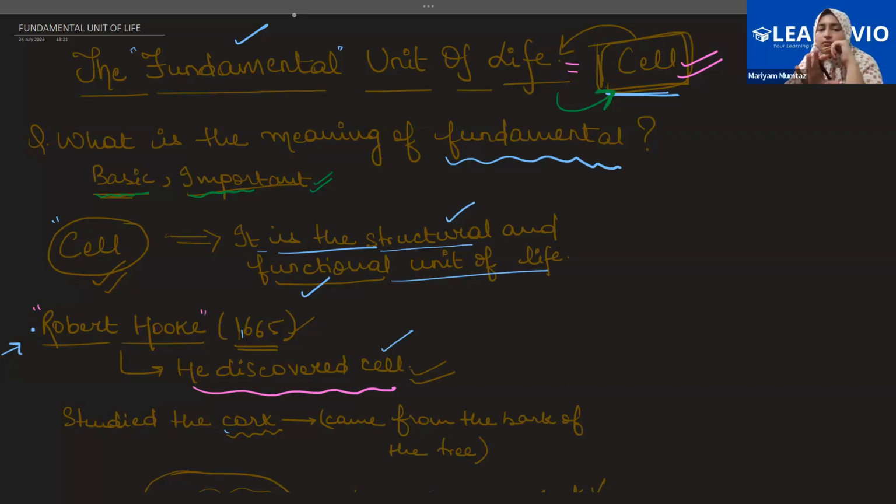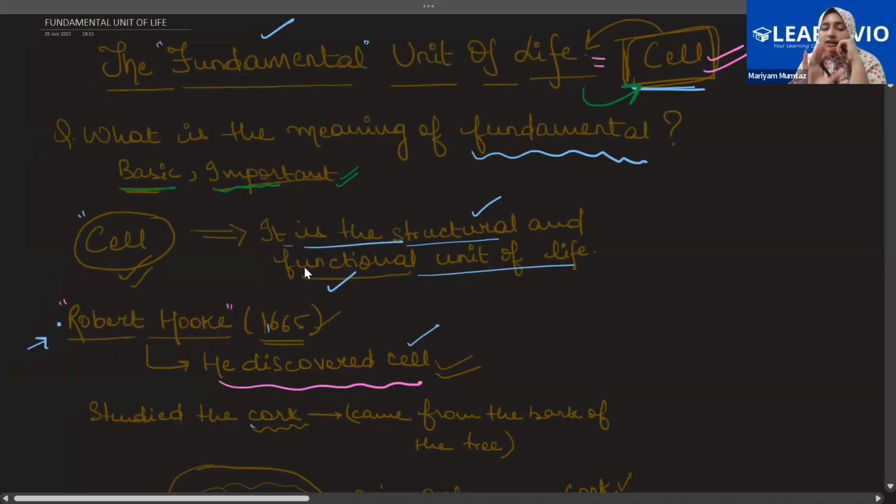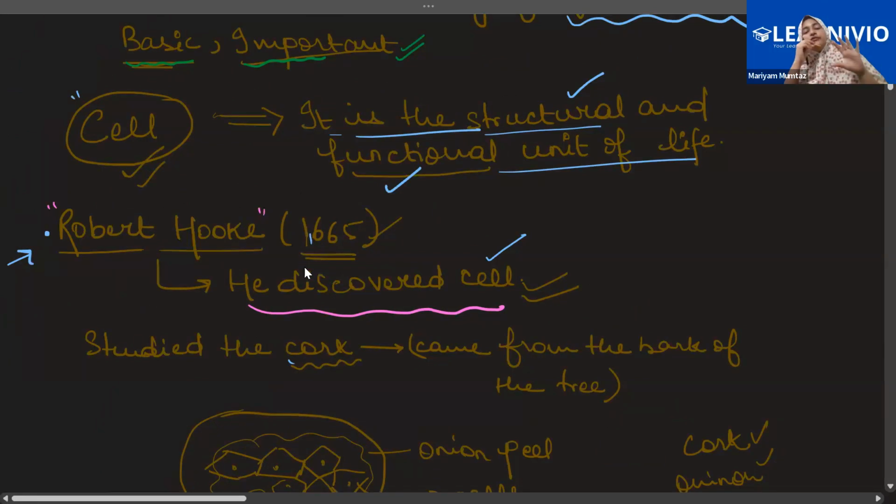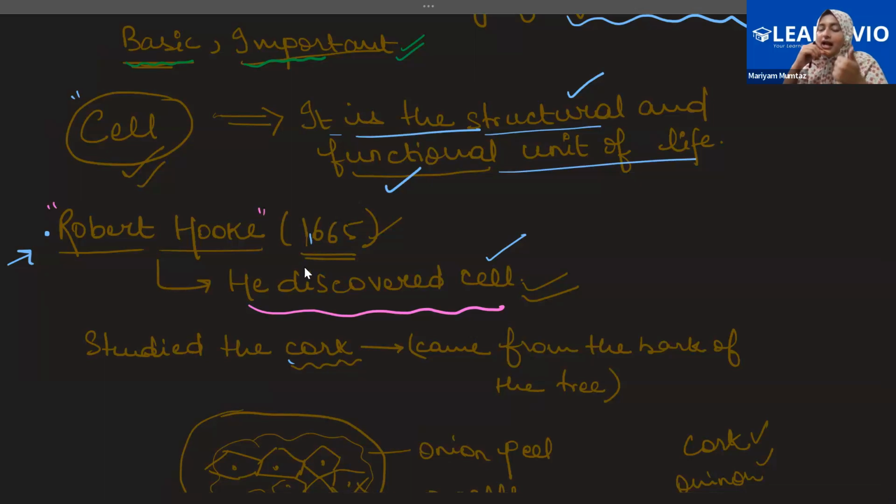Also, no one write anything right now, I'll give you time to note down. Now, talking about the cell, the most common definition that you'll find everywhere is that the cell is the structural and the functional unit of life, meaning the life functions because the cell is present, and the structure for the body of any organism is because of the cell only. So, the cell is the structural and functional unit of life.